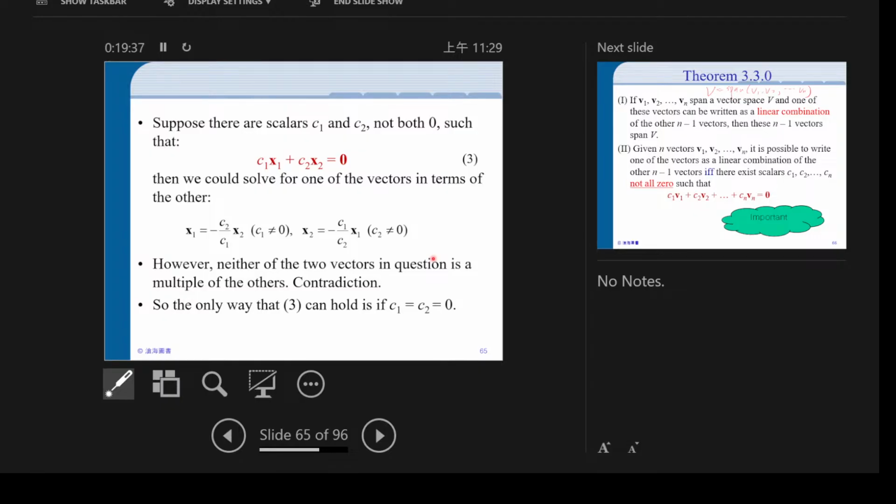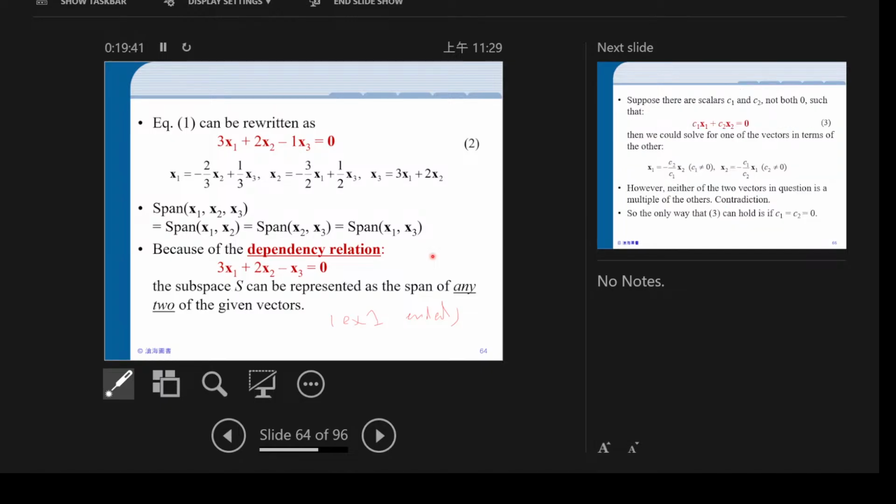Oh, sorry, I got confused. So this is actually still in example 1. Sorry, I got confused myself a little. Okay, so here we want to prove that x1, x2 is already a minimal spanning set.